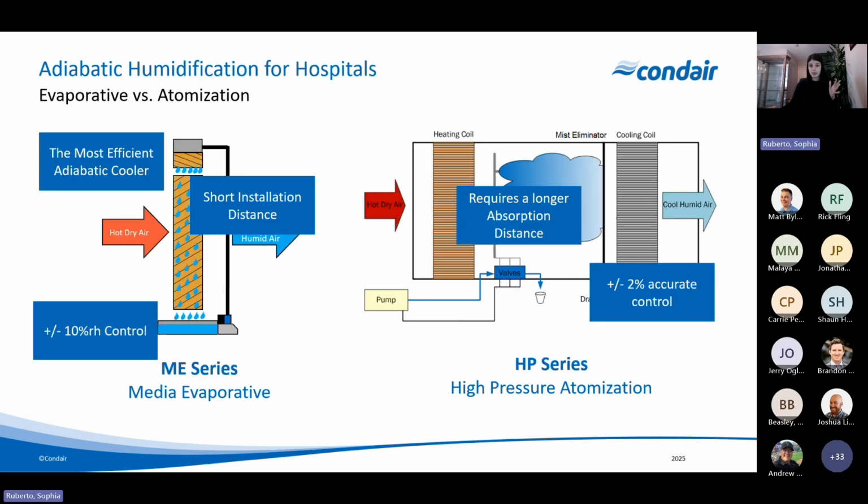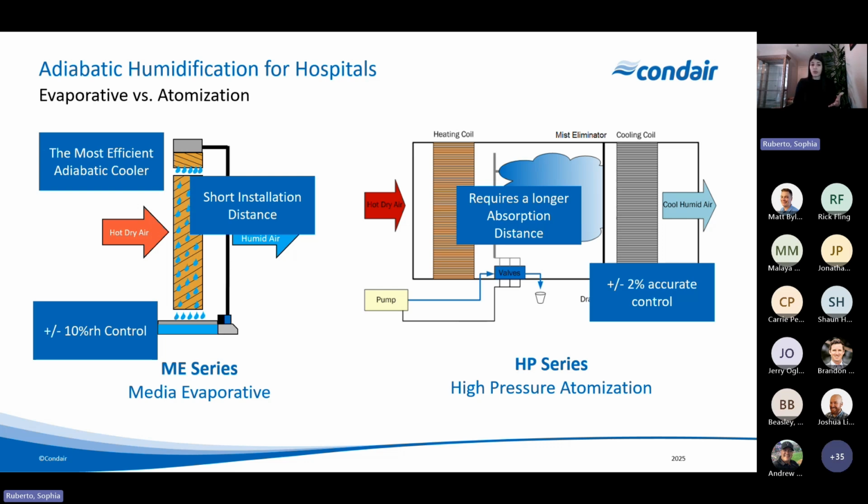Looking at the different types of technologies a little more in depth, if we first look at our ME series, this is a unit that would not be allowed in hospitals under ASHRAE 170. It's a wetted pad media, so it's fiberglass that you run water through, pass air across, and you're evaporating. But because you have a basin of water and you're recirculating that water and the pad is absorbing the water, that can pose a hygiene risk. So it's not allowed under ASHRAE 170.